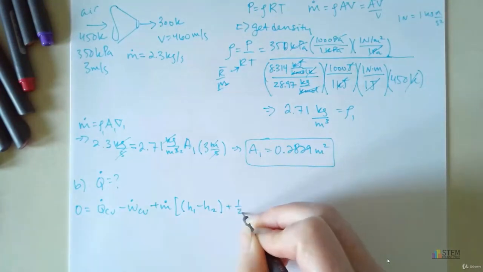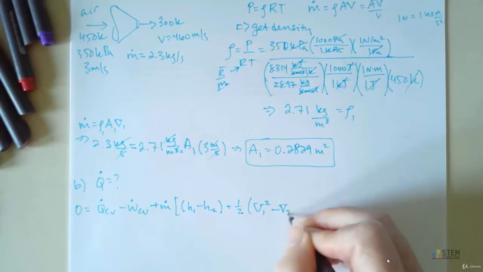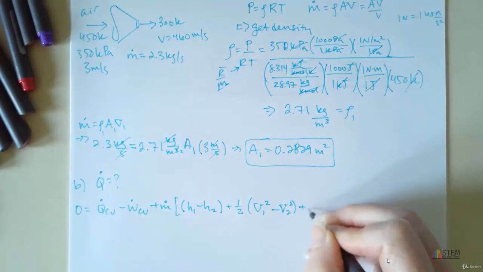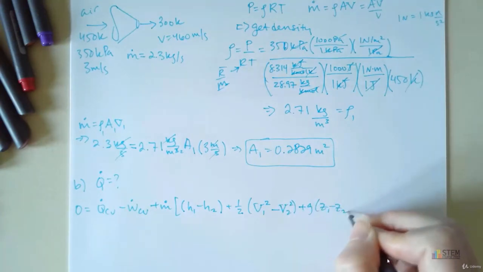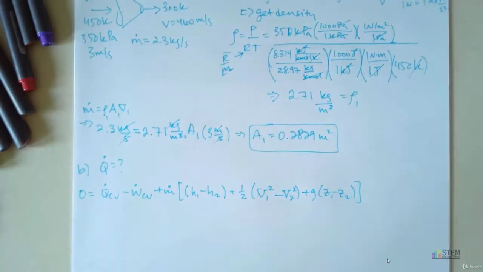plus 1/2 V1 squared minus V2 squared plus G times Z1 minus Z2. So this is the full equation. I gave you the simplified equation in the last video, but if you don't remember the simplified equation, you can always just start with this main one.